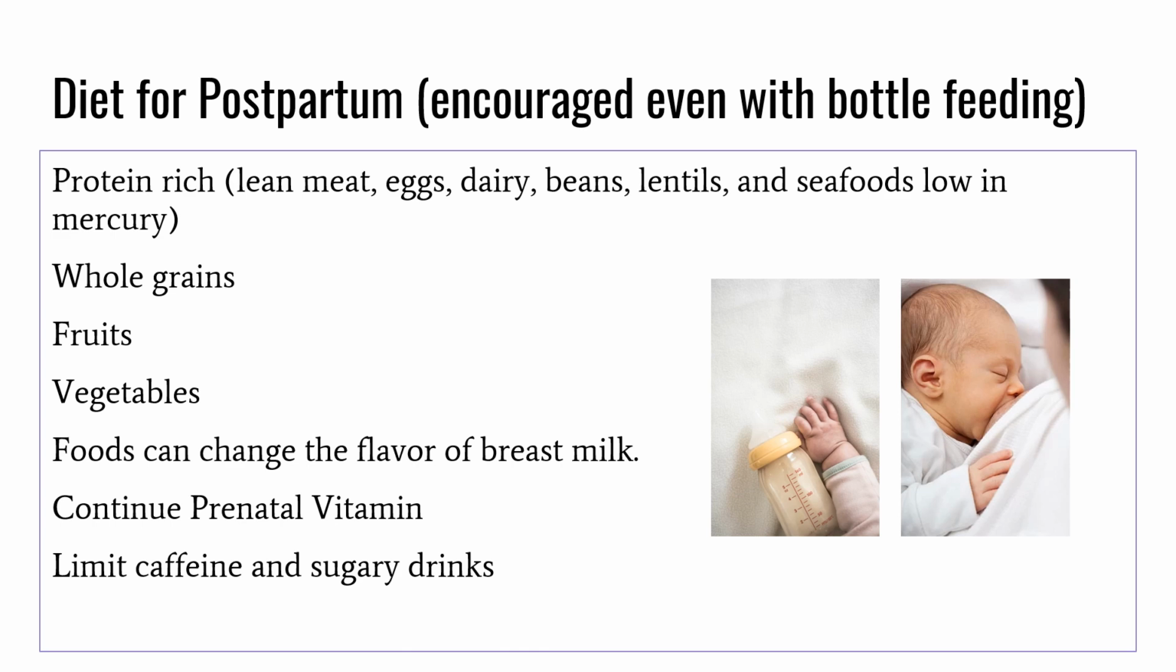Patients should be encouraged to drink when thirsty or their urine appears dark yellow. Breastfeeding patients should drink a glass of water every time they breastfeed. It's important to limit juice and sugary drinks as this can contribute to weight gain. Caffeine should be limited, so maybe 2 to 3 cups a day, because caffeine in breast milk may actually interfere with a newborn's sleep pattern.